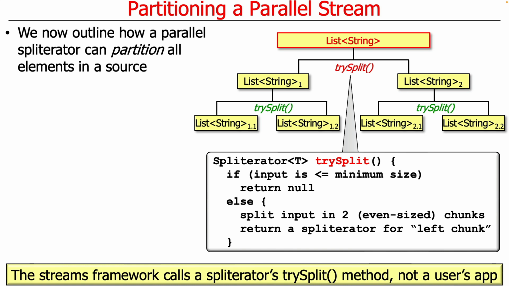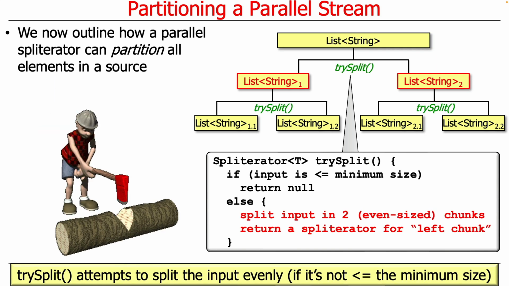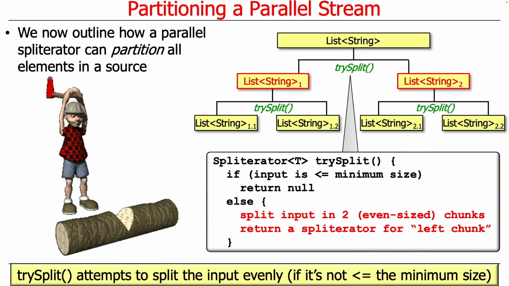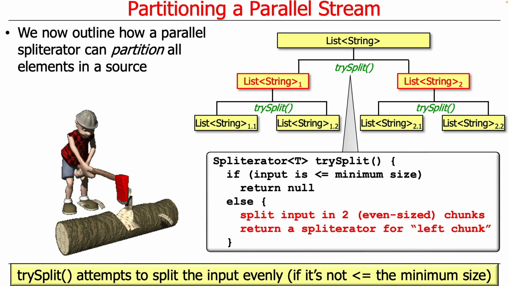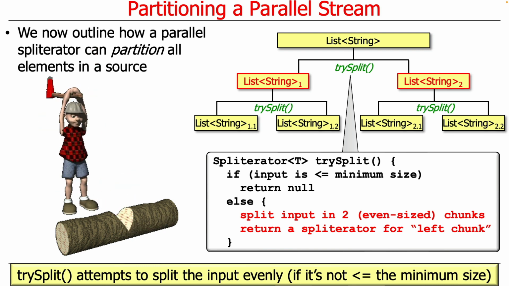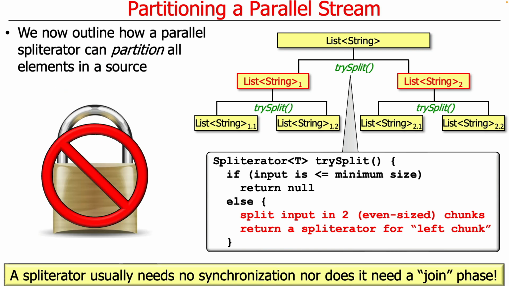So when trySplit is called by the framework, what it's going to do is it's going to try to split the input up, ideally evenly, especially if it's using an array list, because it works quite nicely because it's easy to figure out where the midpoint is with very quick computation. And if there's something to be split, in other words, if you haven't reached the minimum size, it's going to split it up into two even-sized chunks. And then it's going to return a splitterator for the left chunk, and it's going to leave the right chunk to be worked on in the calling thread.